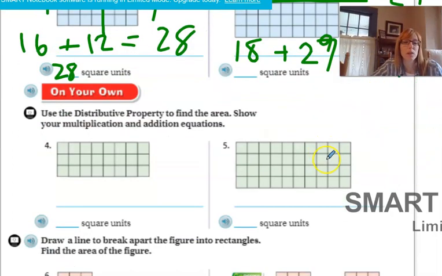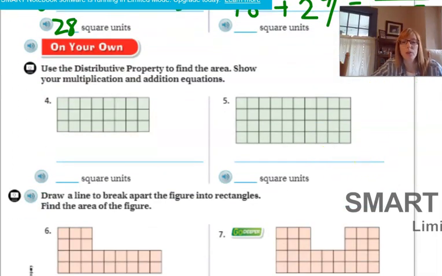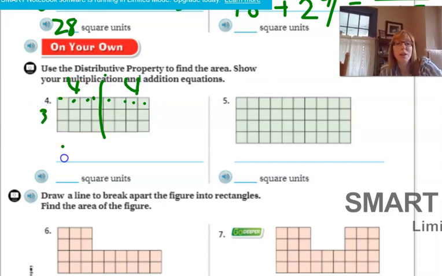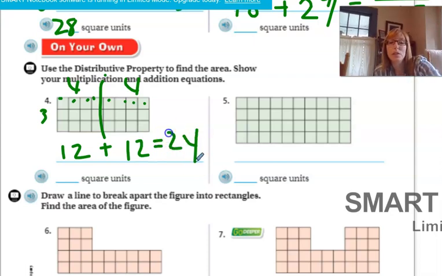Okay, let's go down on your own. Okay, it says use the distributive property to find the area. Show your multiplication. So you're going to break it apart. Now I can see straight up. Look at that. That looks like it's completely even. Let's check. 1, 2, 3, 4. 1, 2, 3, 4. So both sides are going to be 4 times 3, which is going to be 12 plus 12. And what's 12 plus 12? You are correct. 24 square units.